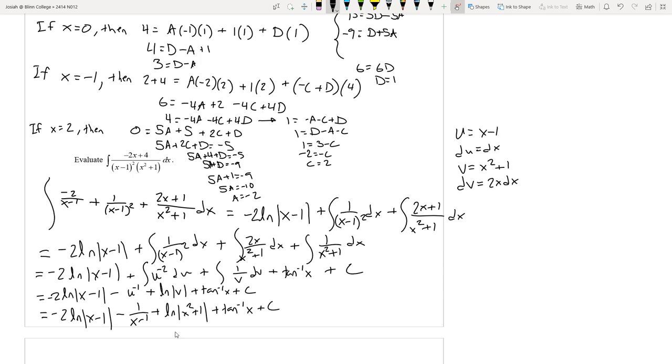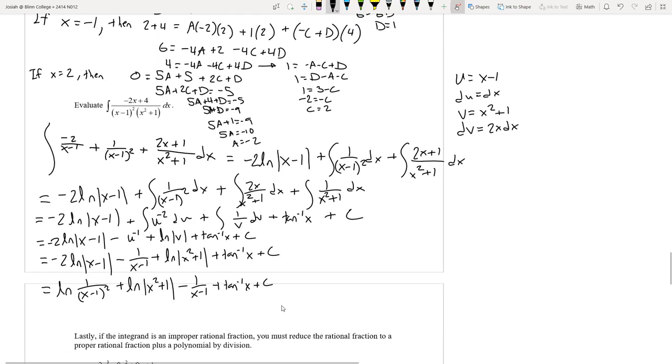And so the last thing we can do here is combine the two natural logs. This is going to be 1 over x minus 1 squared. And so we'll go ahead and combine those in a sec here. And so this will end up with natural log of x squared plus 1. That's always going to be positive, just like the square always makes the denominator positive. And so this will be our result.